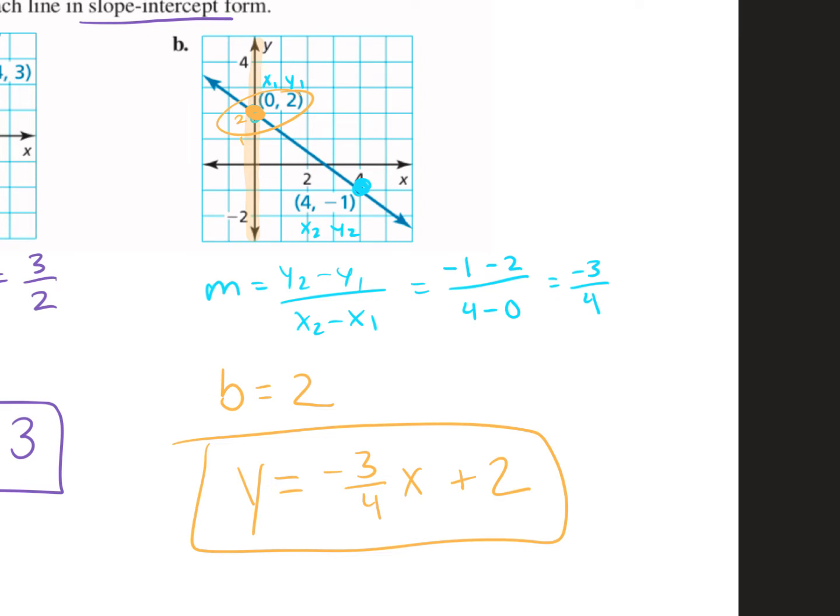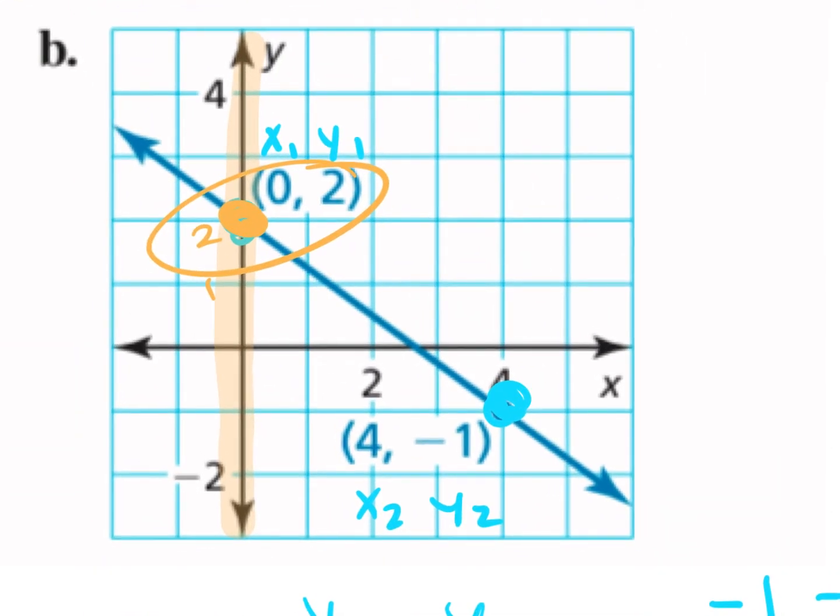B is where your graph crosses the y-axis. So my y-axis is here, and then my graph is here. So where they intersect is at 2.